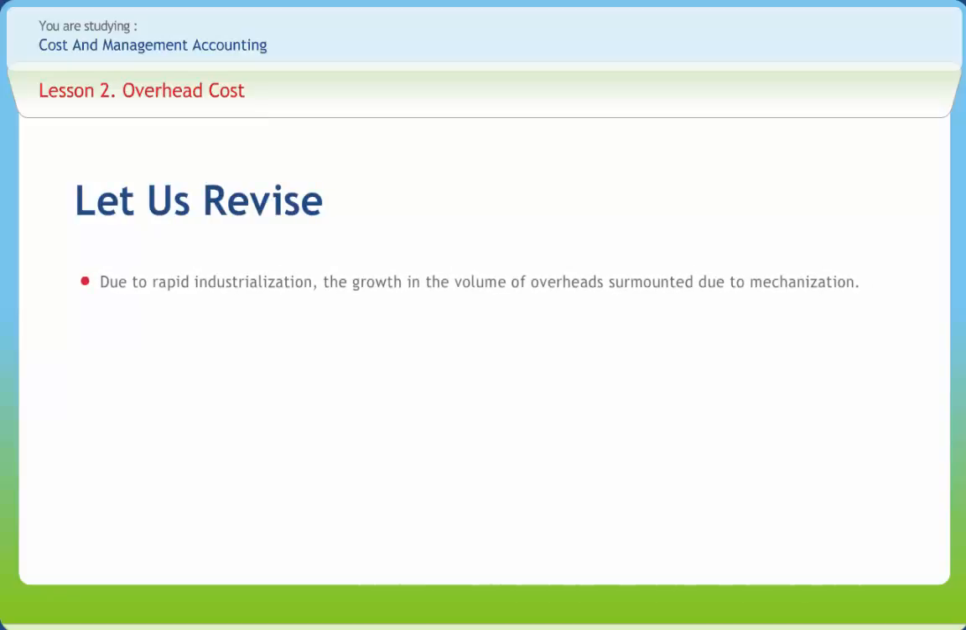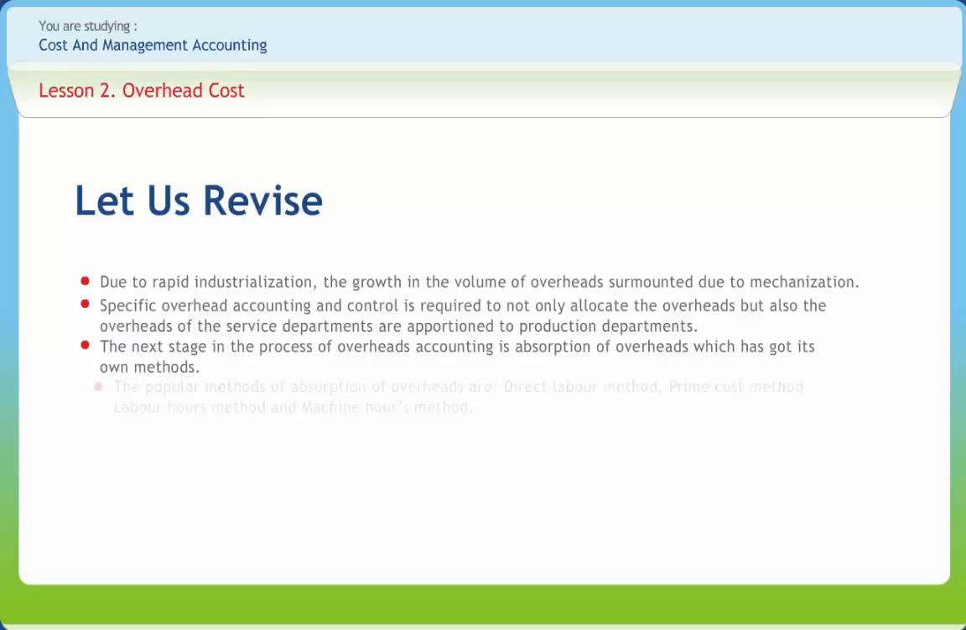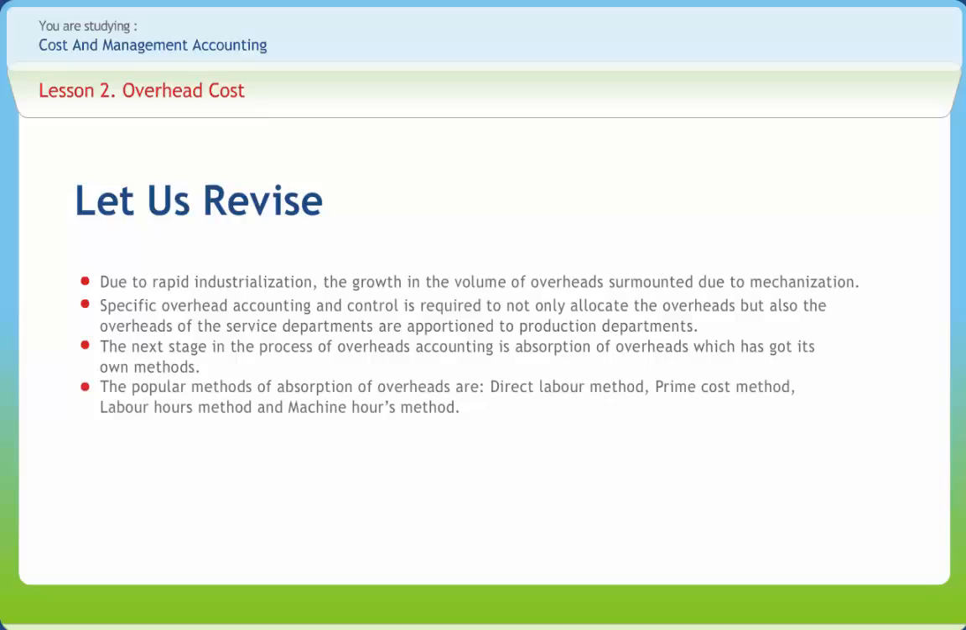Before we end, let us briefly revise what we have studied till so far. Due to rapid industrialization, the growth in the volume of overheads surmounted due to mechanization, for which specific overhead accounting and control is required to not only allocate the overheads, but also the overheads of the service departments are apportioned to production departments. The next stage in the process of overheads accounting is absorption of overheads, which has got its own methods.